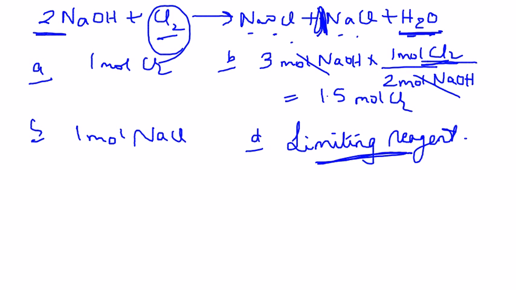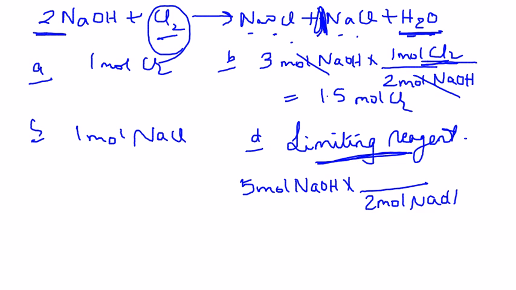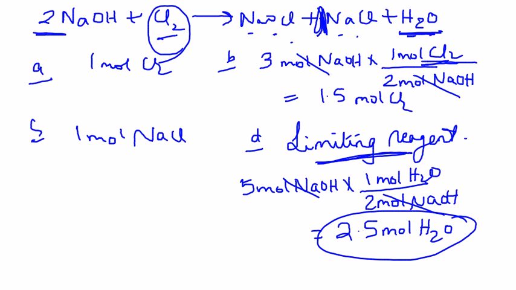So since in this case we have limited the amount of sodium hydroxide, that is what is going to decide the amount of water that gets generated. So here, since it's sodium hydroxide, you would say that the given amount of sodium hydroxide is 5, and 2 moles of sodium hydroxide is giving you 1 mole of water. That's the stoichiometric relationship. The mole and moles cancel off, and you're left with 2.5 moles H2O. And that is your final answer.